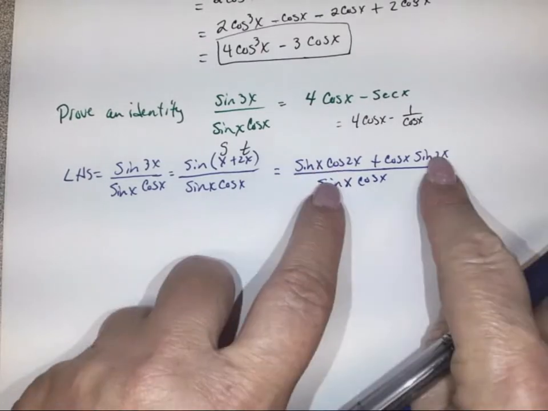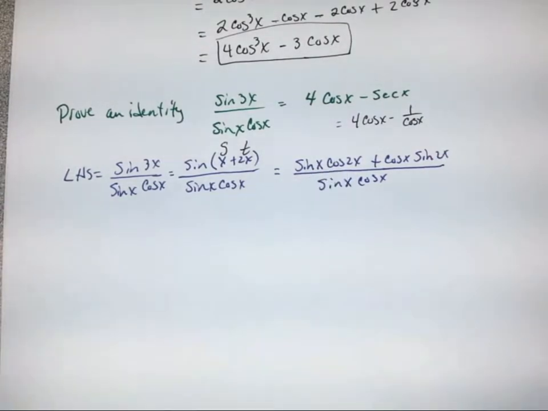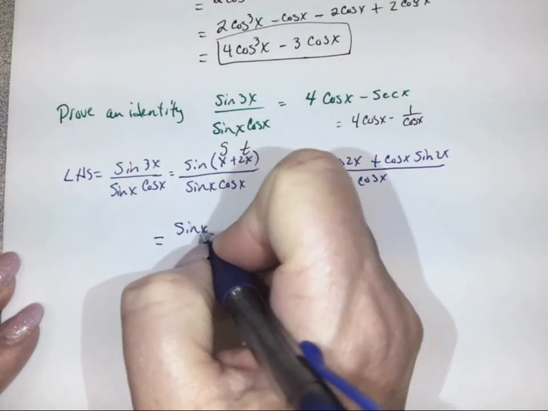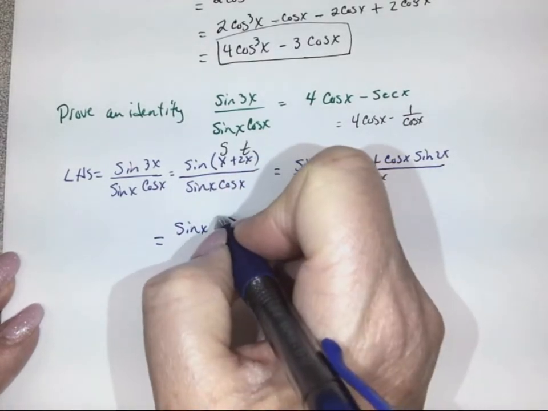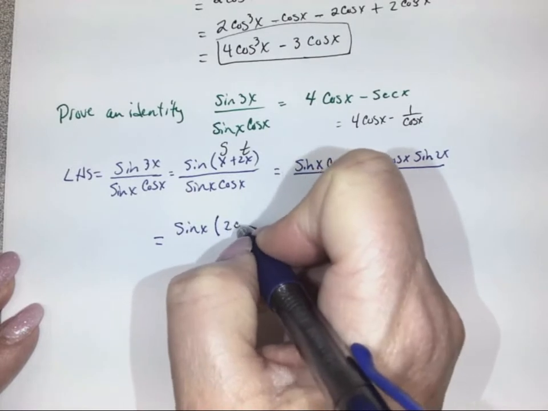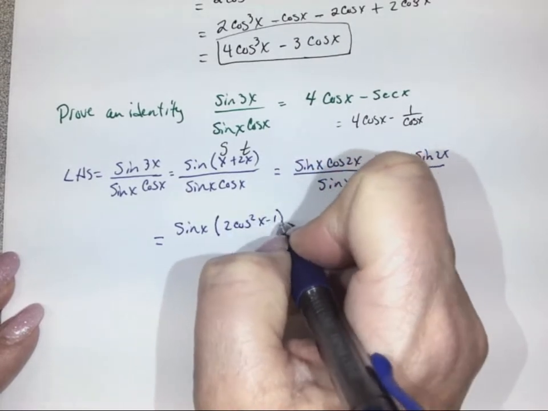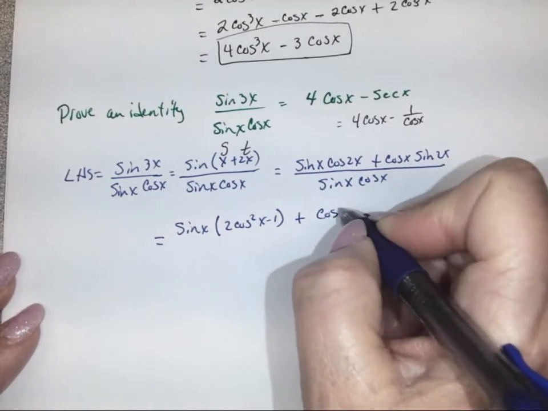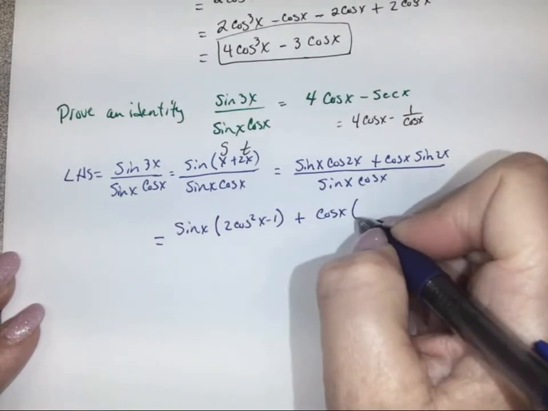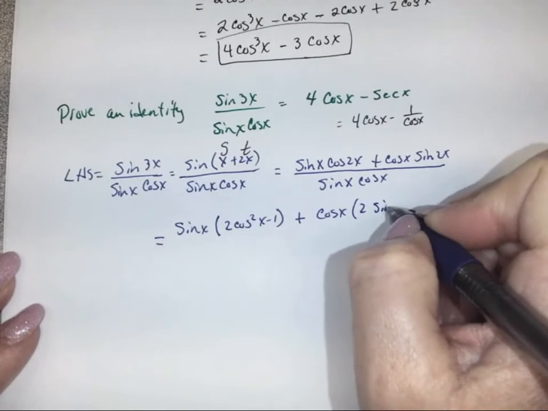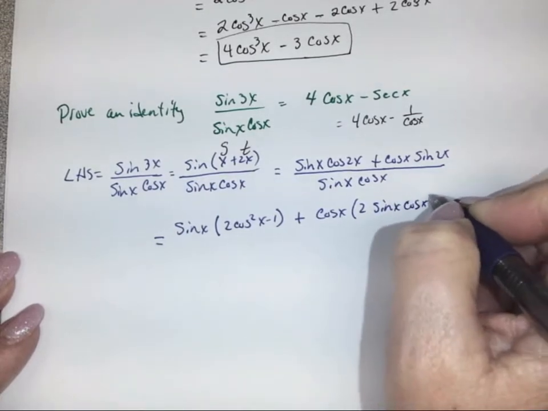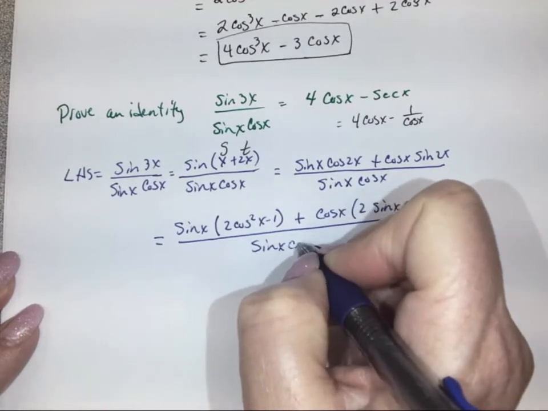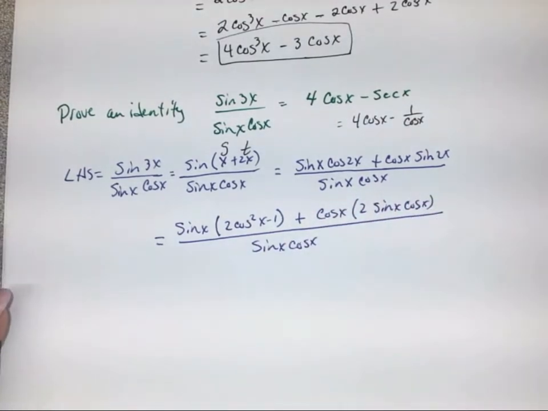All right, now we have two double angles, right? So we've got to take care of those double angle formulas. So now we'll have the sine of x cosine of 2x is going to be 2 times cosine squared x minus 1 plus cosine of x, sine of 2x. That's going to be 2 times the sine of x cosine x. Still all over sine x cosine x.